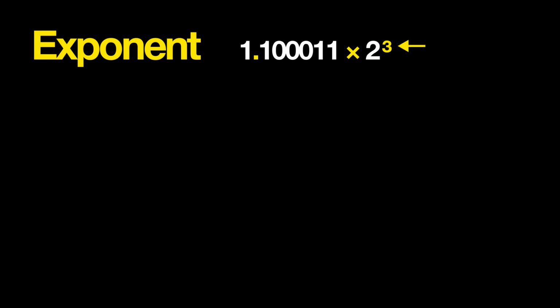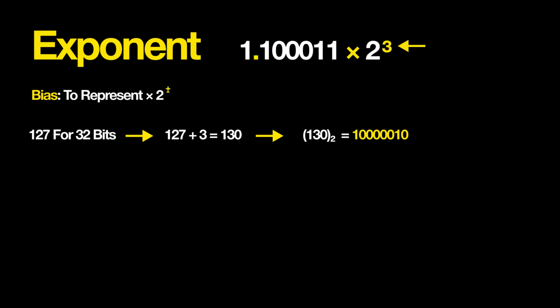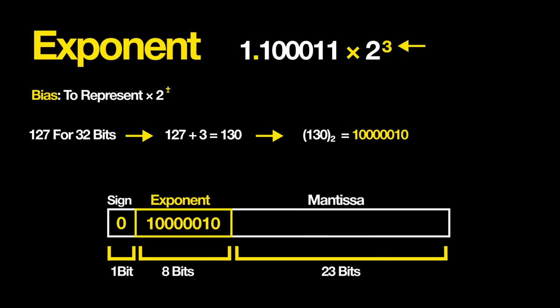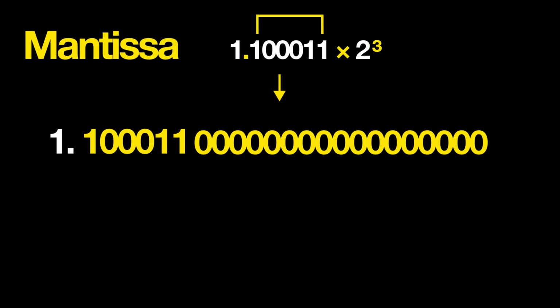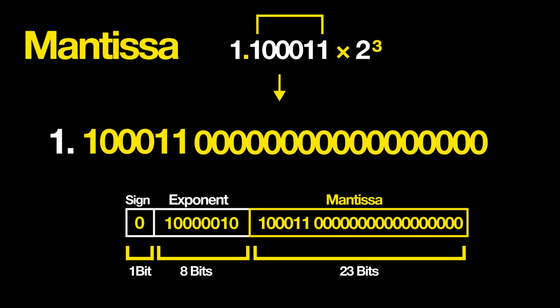and our exponent is 3, but we need a bias to represent both positive and negative exponents. The standard bias for 32-bit floats is 127, and thus our biased exponent becomes 130, and we convert it to binary. Lastly, for the mantissa, we take the digits after the decimal part, and because our number is only 6 bits, we pad the rest with zeros to reach 23 bits. And that is it. This is how the computer stores floating point numbers in memory.